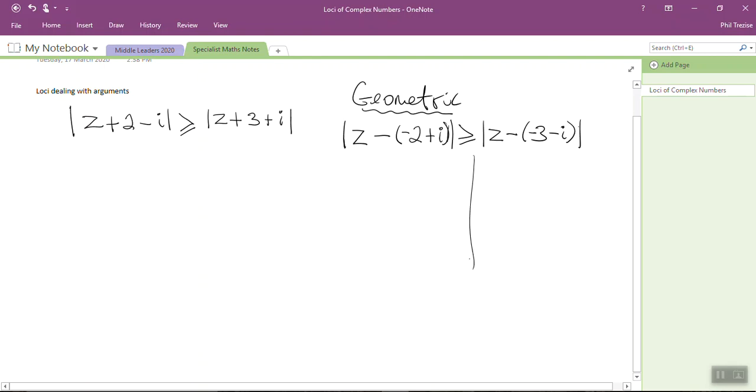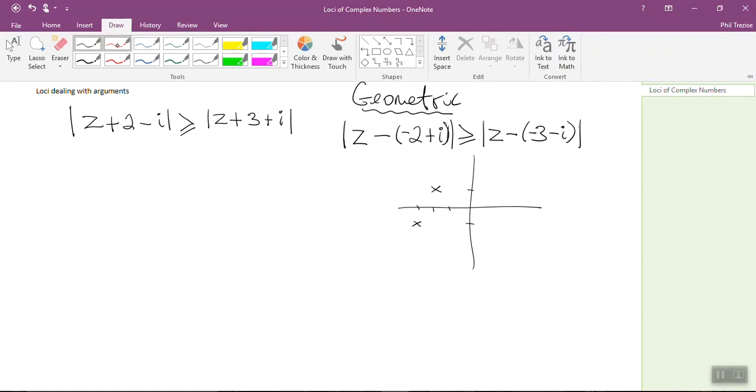So to draw a quick Argand diagram, the point negative 2, 1 would be here, and the point negative 3, negative 1 would be down here. And we're looking for an arbitrary point. Let's think first for the equality. A point which is an equal distance from these two could be right in the very centre.